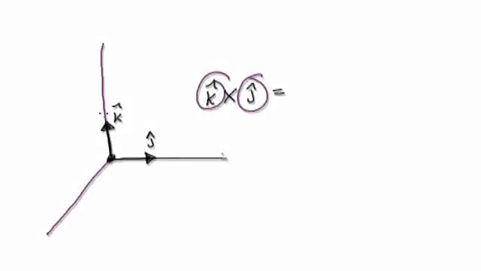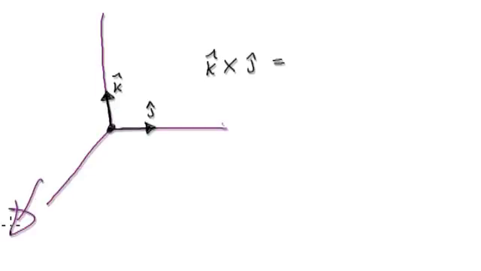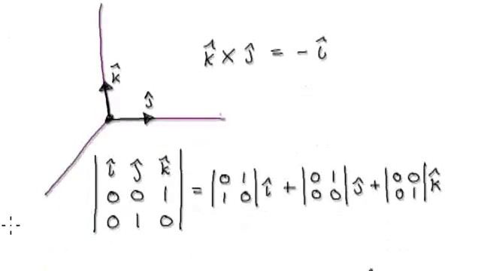K cross J. So K is here, J is here. Which direction will your thumb be pointing? Will it be pointing this direction or in this direction? So press pause and have a go. Okay, so to do this, K cross J would be in this direction.